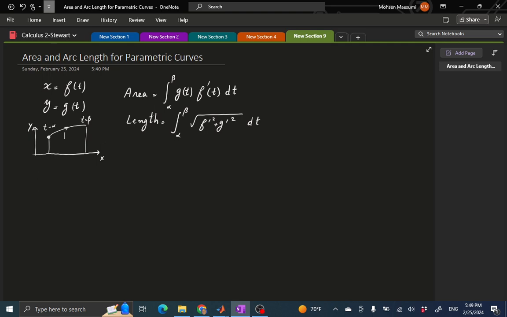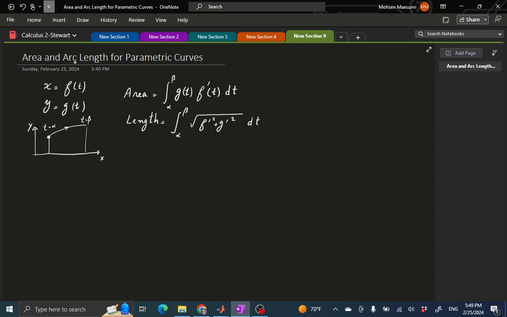Topic today is area and arc length for parametric curves. So our plan was to redo a substantial portion of calculus for parametric curves. In the last lecture we talked about maximum, minimum, tangent line and second derivative. And today we are going to talk about area and arc length. This is going to be a bit more straightforward.